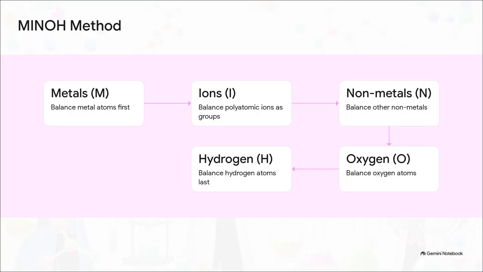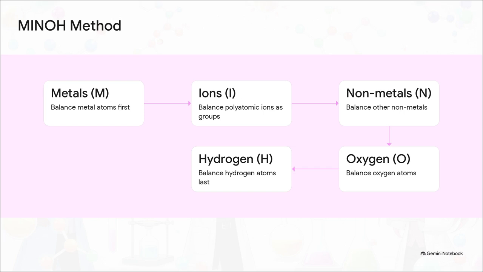So a lot of students rely on just random guessing to find their coefficients, right? But that completely falls apart under exam pressure when you're looking at really complex reactions. To stop those frustrating trial and error loops, we use a very structured framework. We call it the minnow inspection method. And it is a strict hierarchy, okay? You balance in this exact order.